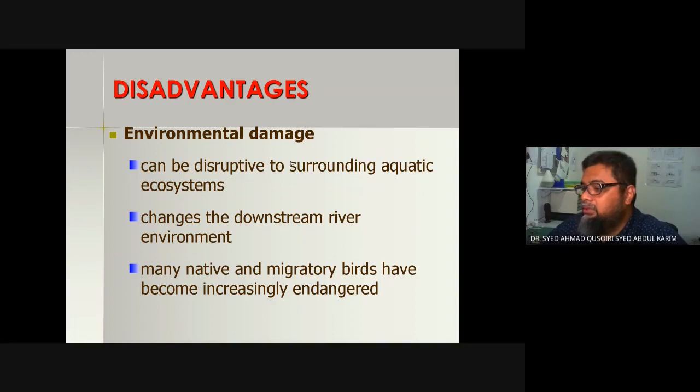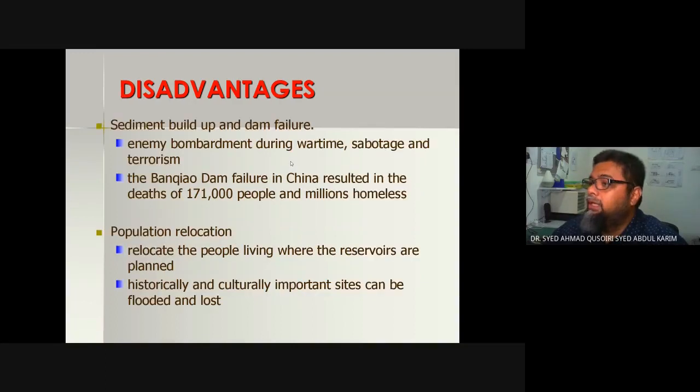And then native and migratory birds have increasingly, ni kesan pada haiwan-haiwan lah. Boleh menyebabkan haiwan kawasan tu yang tak boleh nak lari daripada aras air yang meningkat tu, they will be pupus kat situ lah. But bila dah ada kawasan tasik dan sebagainya, of course you will have new flora and fauna. Adalah burung-burung, migratory birds yang datang dan sebagainya. Industri perikanan pun boleh dibuat kat situ. Ada disadvantages, sediment build up and dam failure.